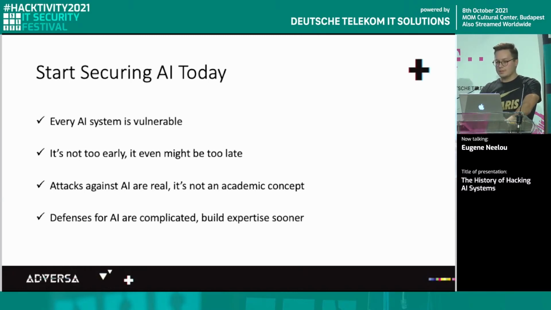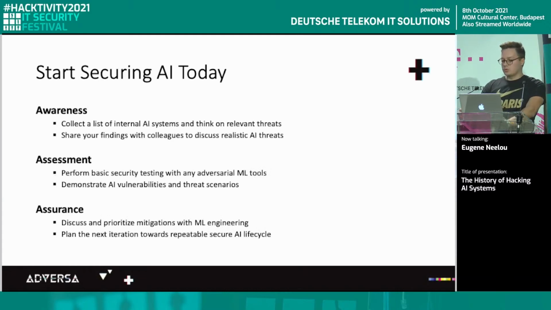And then, attacks against AI systems are real. They are relevant for all applications and industries, and chances are we just don't see them yet. And finally, defenses are more operational than technical. So start building some internal expertise and best practices sooner.